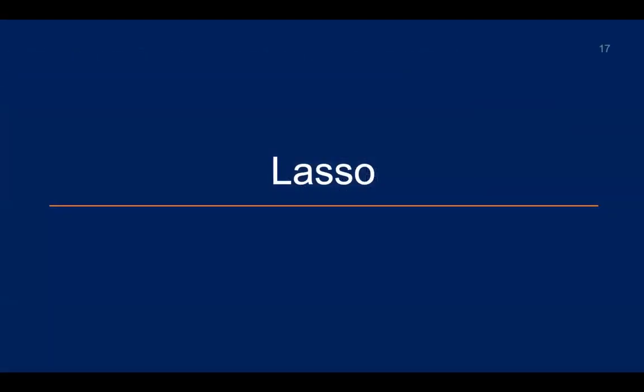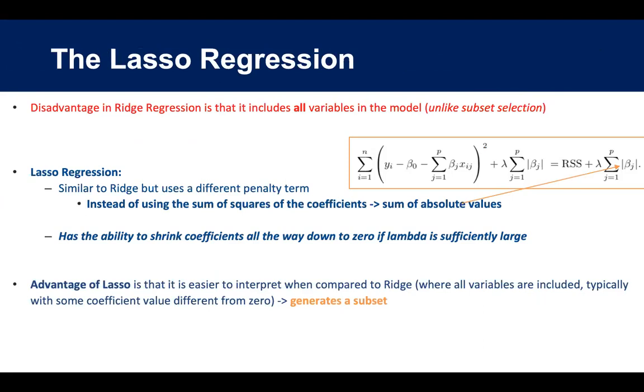So moving on here to the lasso. The disadvantage with ridge regression is it includes all the variables in the model, unlike subset selection. But lasso is very similar to ridge, but uses a different penalty term. Instead of using the sum of squares of the coefficients, it uses the sum of absolute values. So it has the ability to shrink coefficients all the way down to 0 if lambda is sufficiently large. The advantage is that setting a coefficient to 0 is essentially equivalent to knocking out a variable from the model, so it's almost equivalent to subset selection when that happens, right?